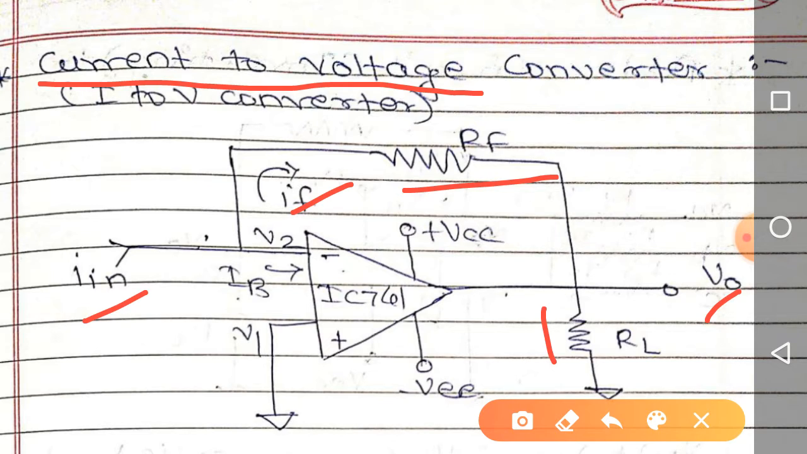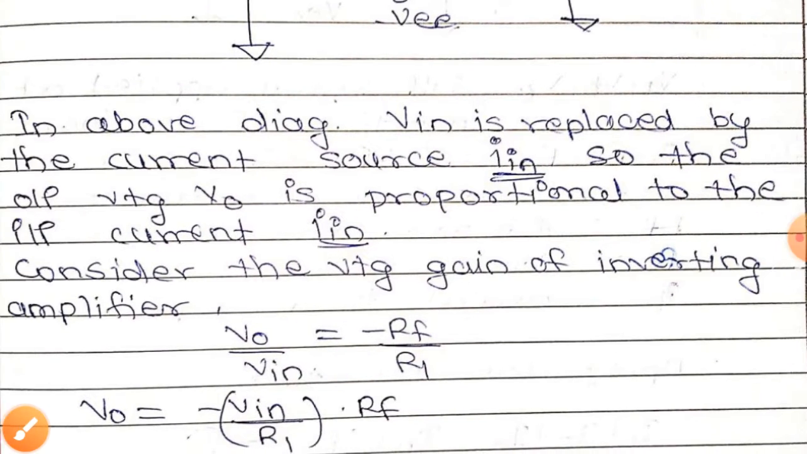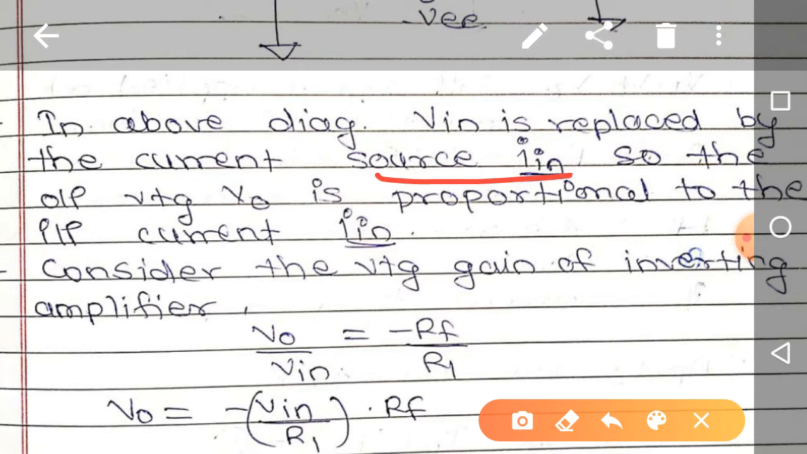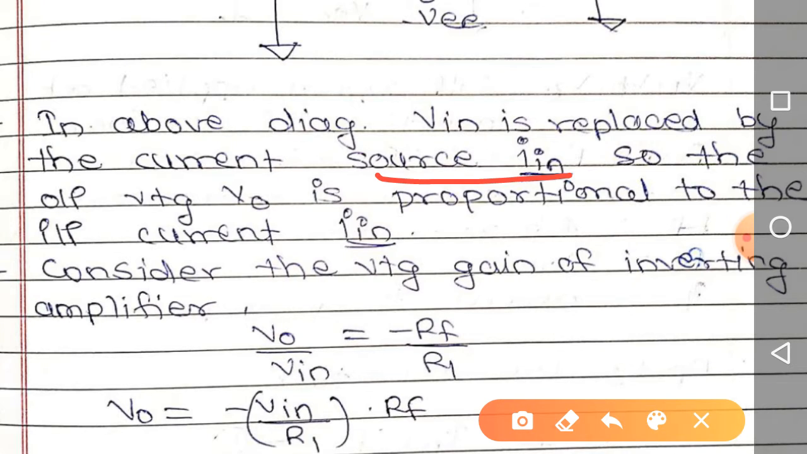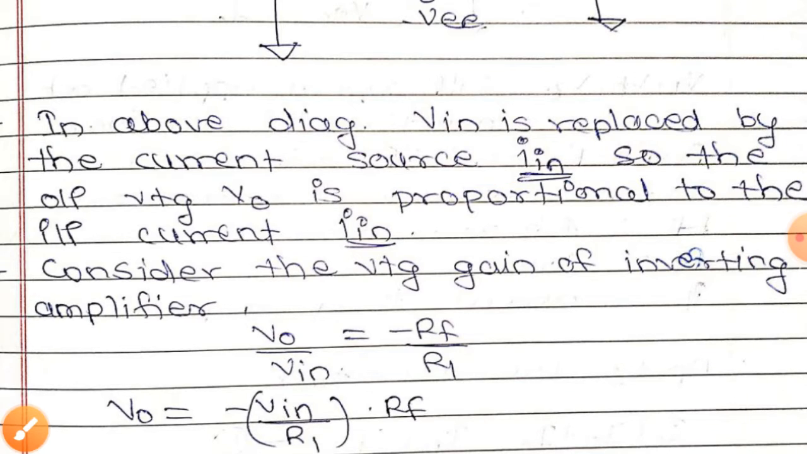Here we are going to apply for the current to voltage converter. I in is a current source or input current applied at the inverting terminal. IB is the input current for the op-amp. IF is a feedback current. See the derivation. In the above diagram, Vin is replaced by the current source I in. So the output voltage V0 is proportional to the input current I in.